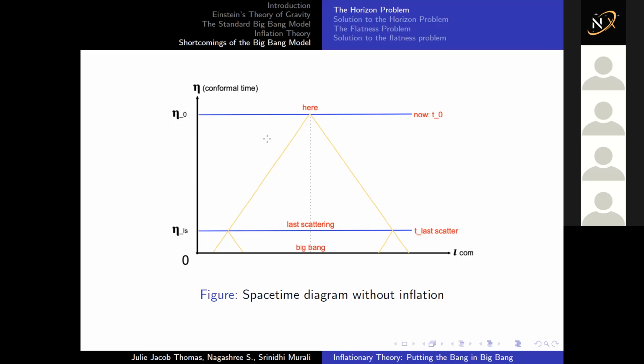Again, if you extrapolate backwards to t equals 0, to the time of the Big Bang, you can see that there's no time for these regions to connect to each other, or like there's no causal connection between these 2 points. Again, that's what we call the horizon problem.